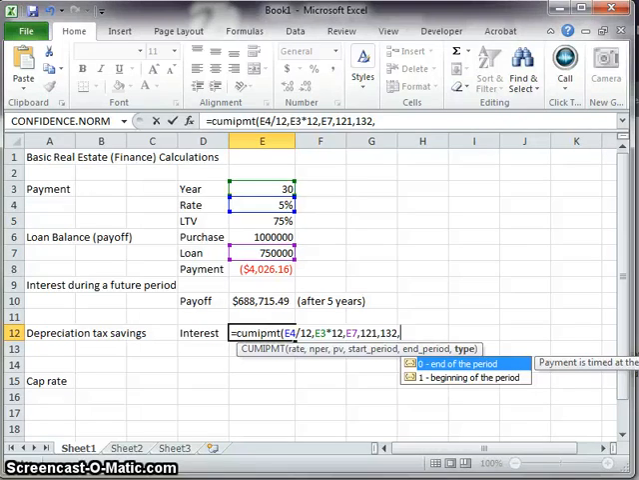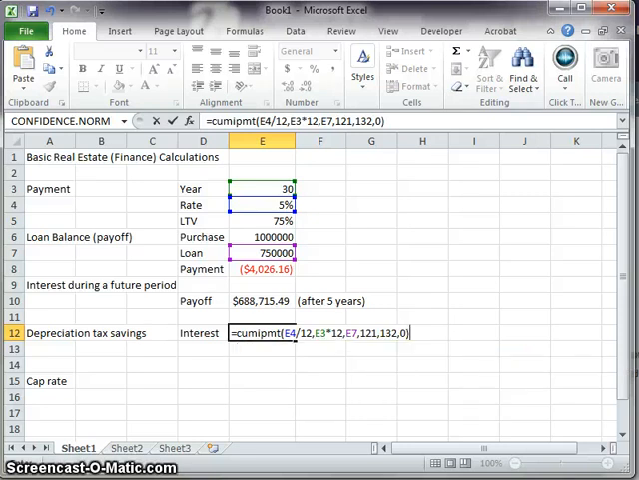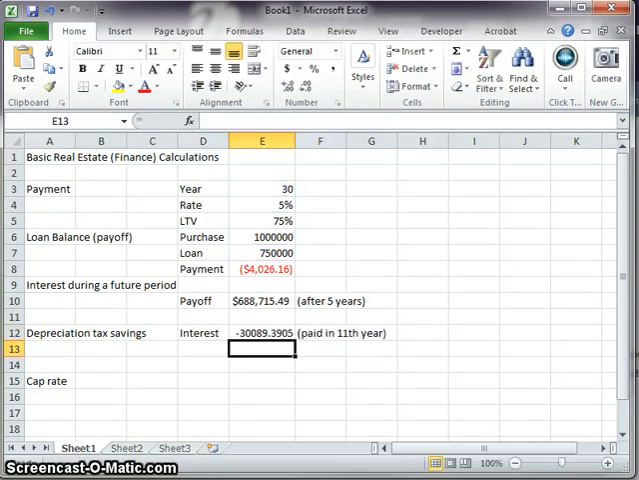And these are going to be paid at the end of the period. All these payments are paid at the end of the period, so we just have to put a zero in there. Some functions in Excel, you can leave that blank and it'll just assume, but this is one case where we need to go ahead and put in the value. So, I hit enter, and we have the amount of interest that was paid in that 11th year.